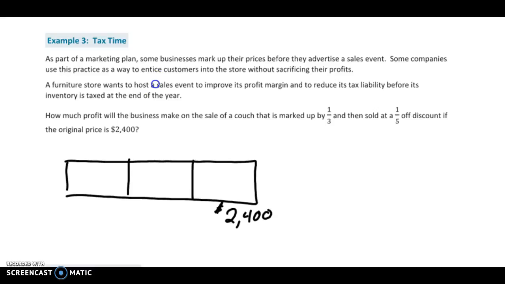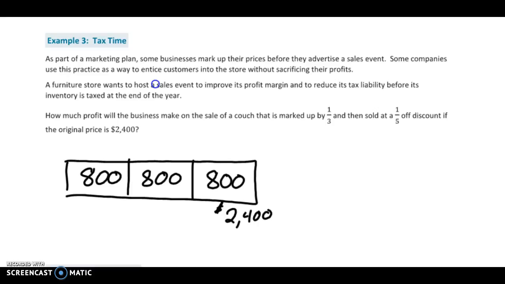Now if we're going to divide this into thirds, that means each one of my thirds is going to be worth the exact same amount. So $2,400 divided into 3 equal pieces would be... I'm waiting for you to get the calculator out. All right, $800 each.